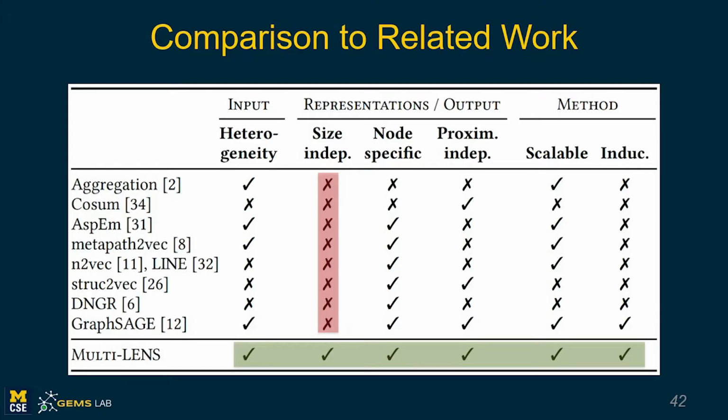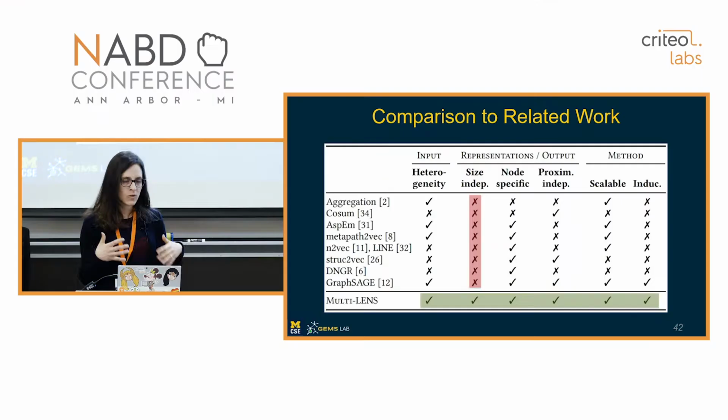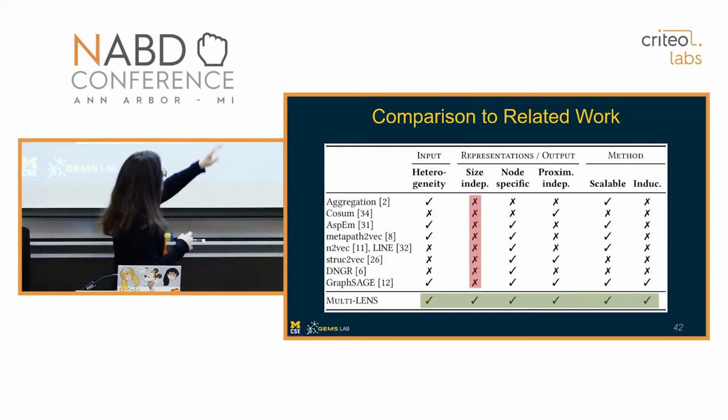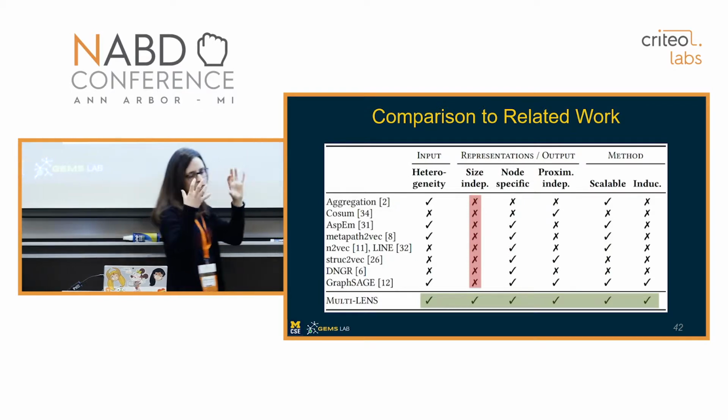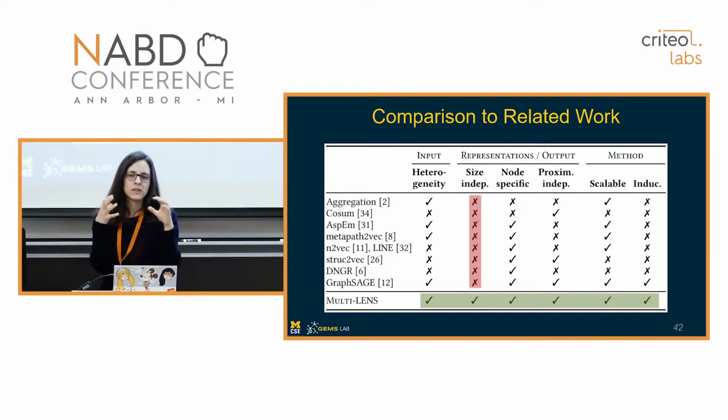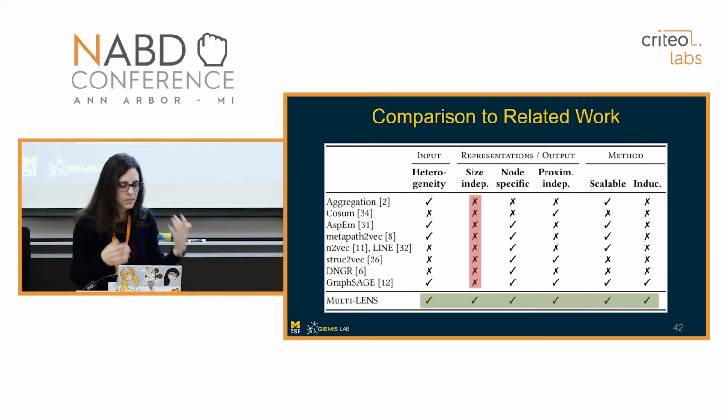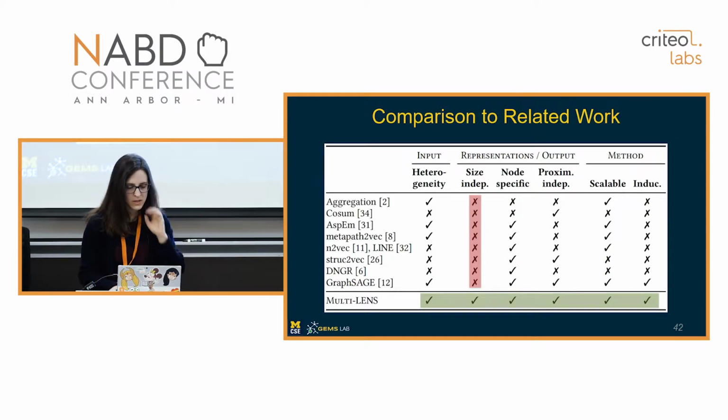So I'm not listing 112 papers here, but the main difference between the work that exists, either in graph summarization or embeddings, is that all of it is size dependent. So the summaries that we learn depend on the size of the network. And this is the main difference in the work that we look into.